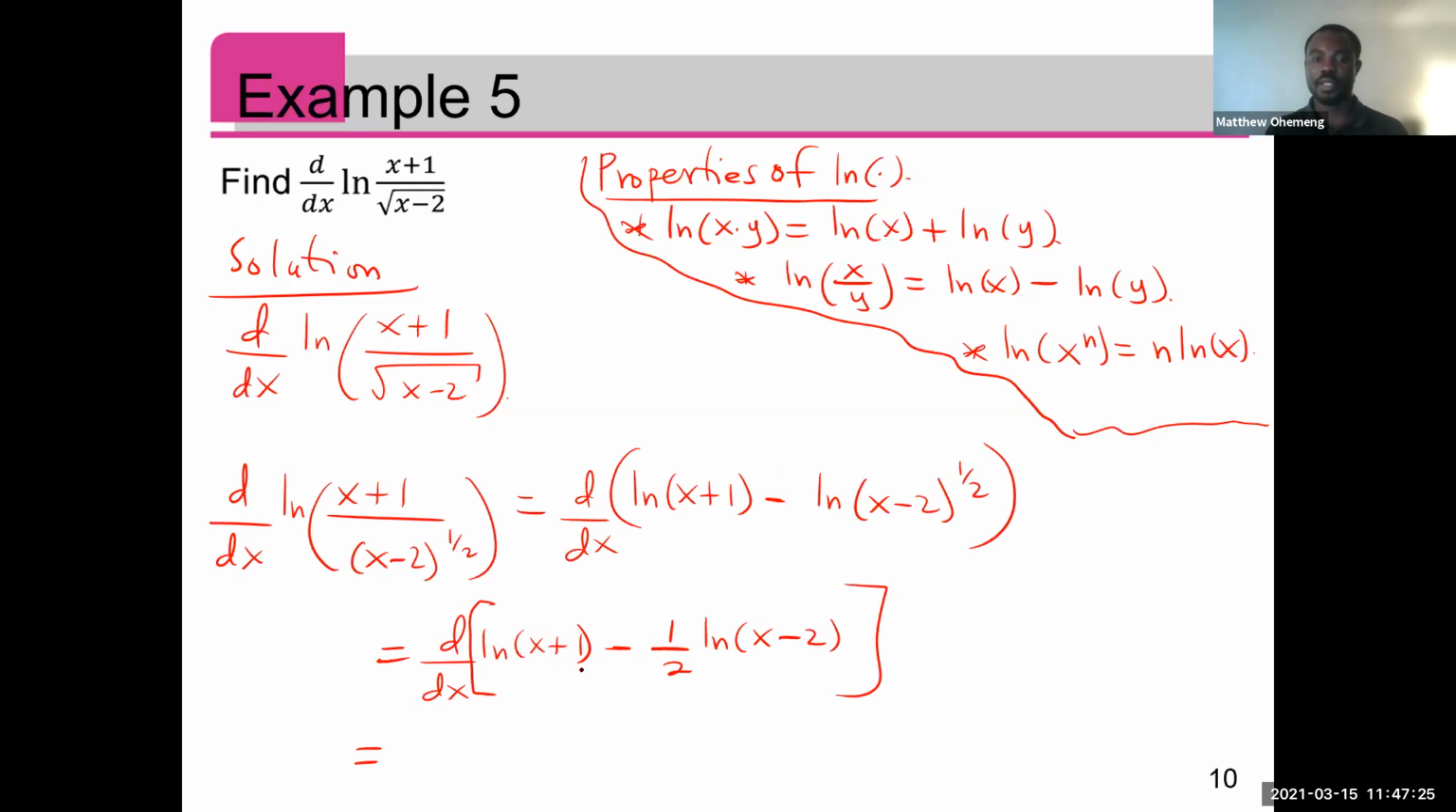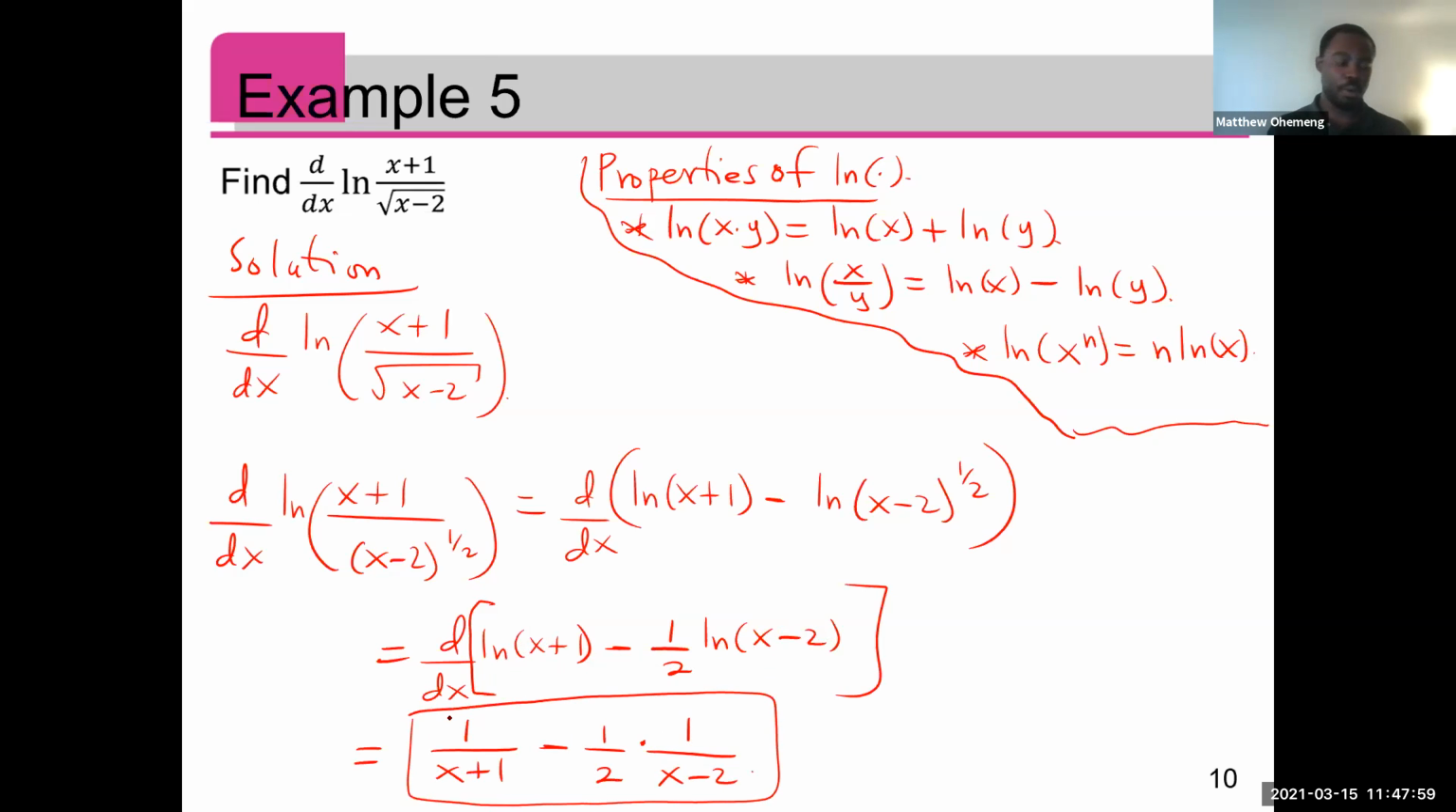A difference of functions. Then let's look at this derivative. This one is ln of x plus 1. The inner function is easier to differentiate. What's the derivative of x plus 1? It's just 1. The derivative of x is 1, the derivative of 1 is 0. Then divide by the inner function itself. Minus, by the constant multiple rule, ignore the half, do the derivative of ln of x minus 2. So differentiate what is inside, divide by itself. The derivative of x is 1, the derivative of 2 is 0. So you get 1 over x minus 2. And then that's your answer.